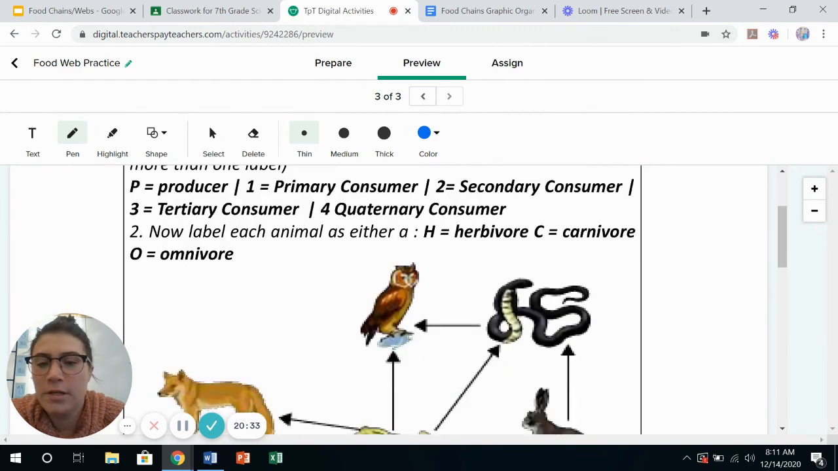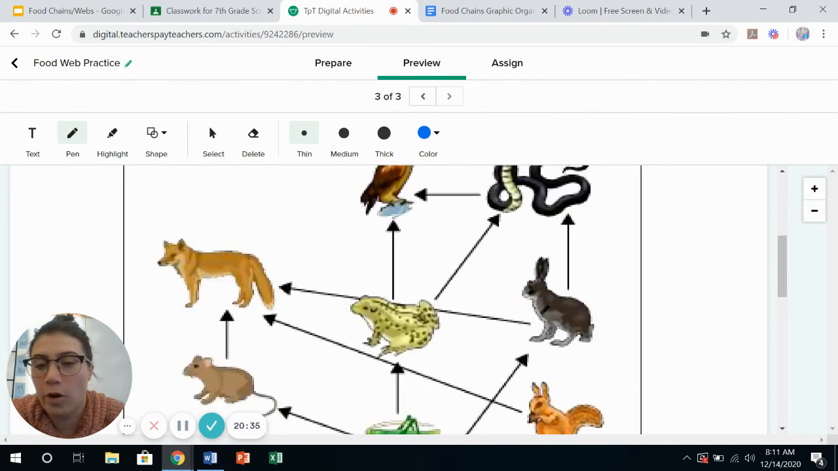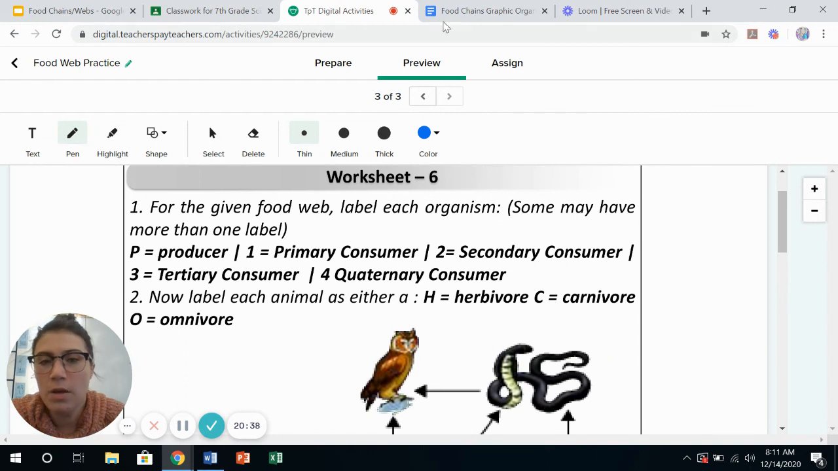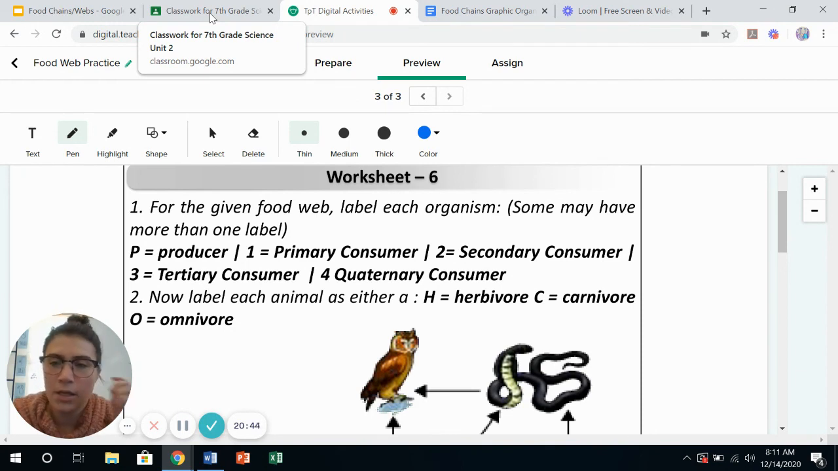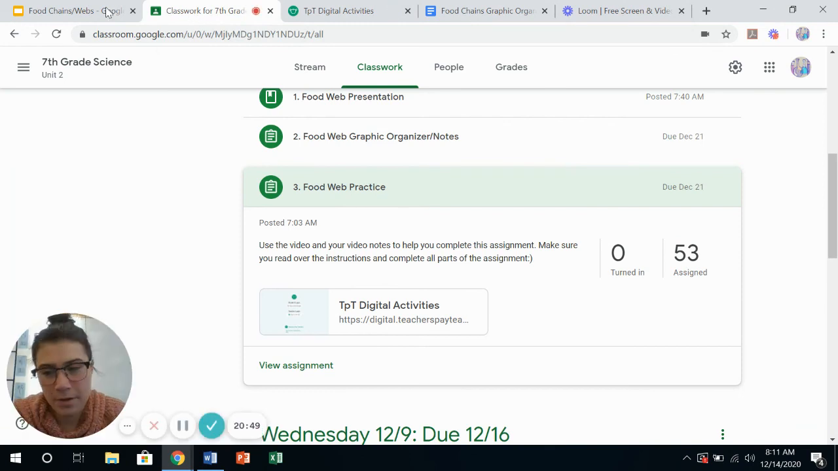Alrighty, and then you're going to do the same for this one, which is a little bit more complicated. If you have any questions, just go ahead and let me know. I will be online, and so will your cohort leaders. I hope this makes sense to you. You can always email me, and you can always ask me on the Meet if you need help.